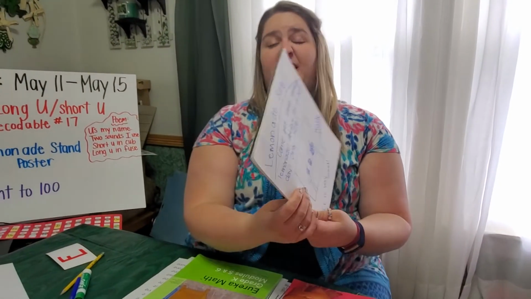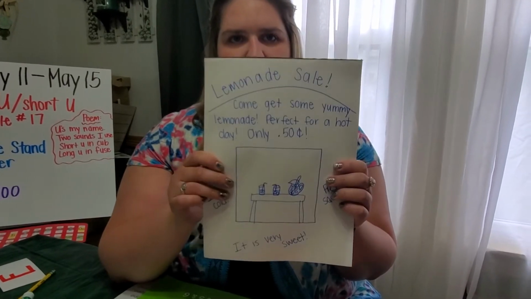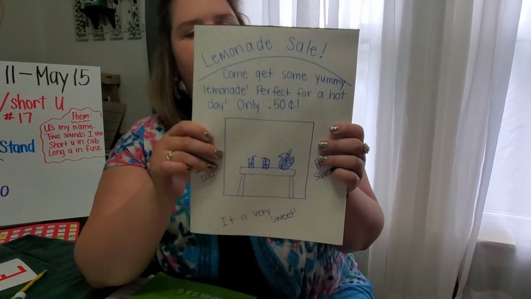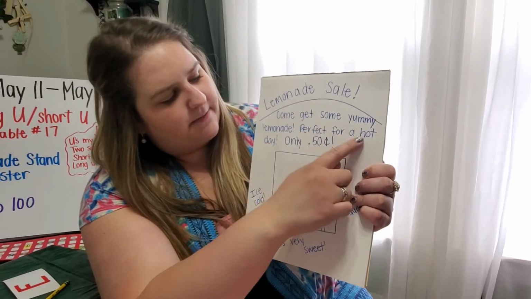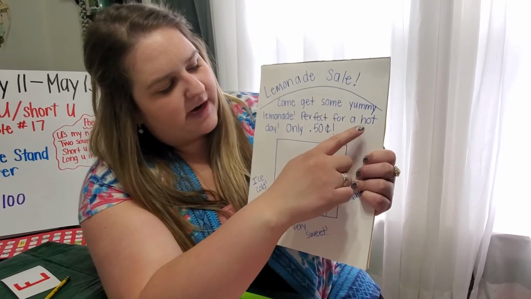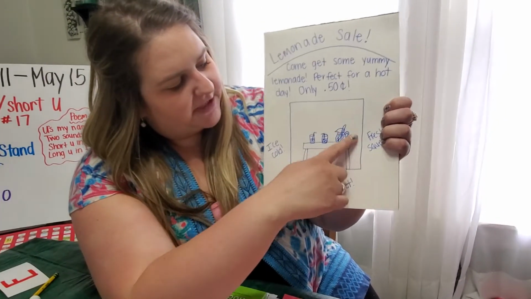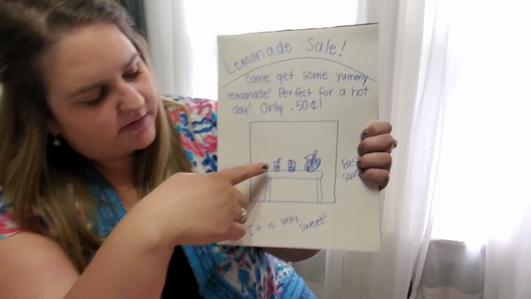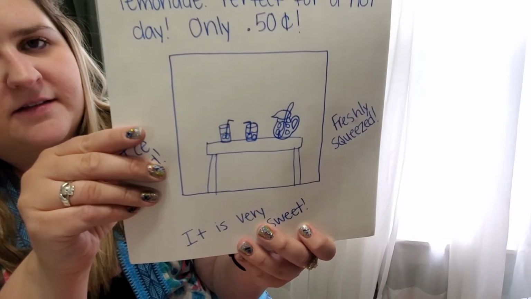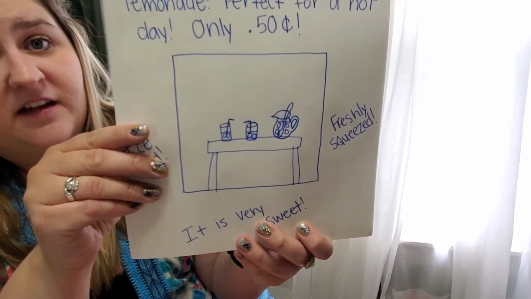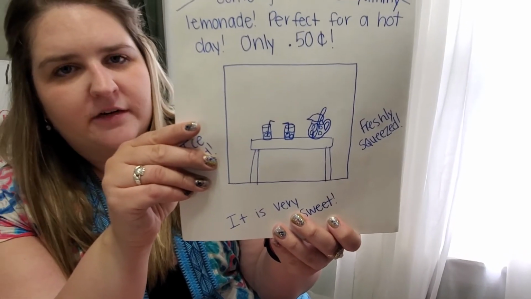Then you want to make your actual poster. You are going to want to make yours lots of color, lots of exciting things, right? So I wrote lemonade sale. Come get some yummy lemonade. Perfect for a hot day. Only 50 cents. I drew a picture of the lemonade on a table. Do you see the ice cubes in my lemonade and the straws? That's a lot of detail I added, right? I could have even added more detail though. What else could I have put in that picture?